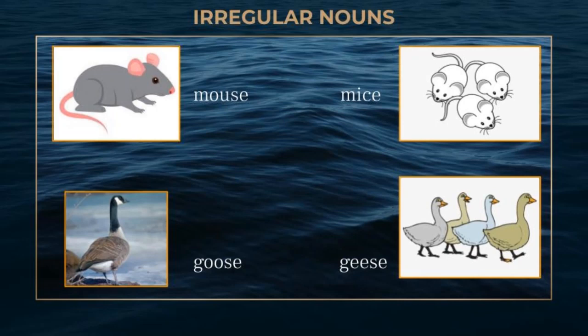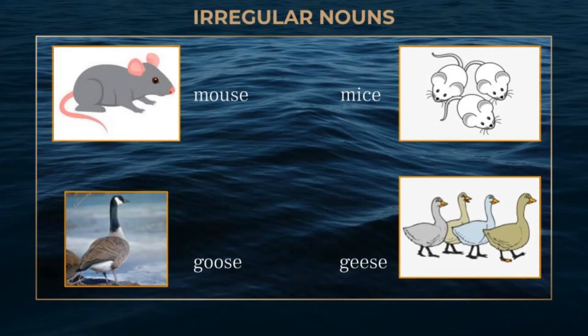Let's move to the next example, that is goose. Goose is a singular noun. It is a bird. Okay, it looks like a duck, but it is not a duck. Some differences are there between goose and ducks, because a goose has a longer neck than ducks. Now, goose is a singular noun. Then what is the plural form of goose? It is geese. The plural form of goose is geese.